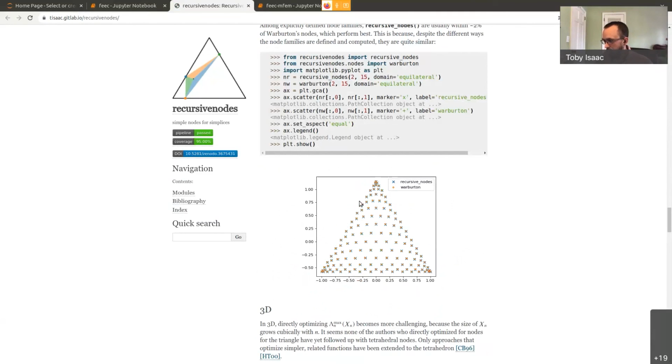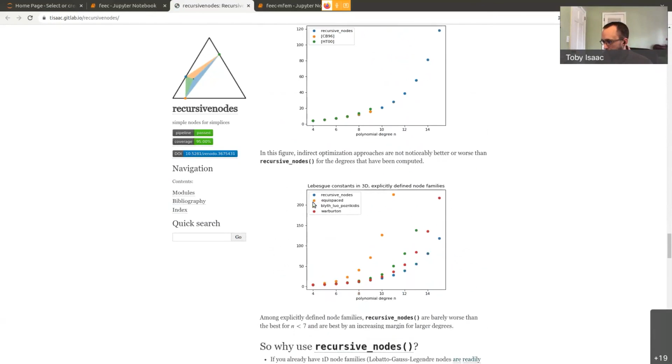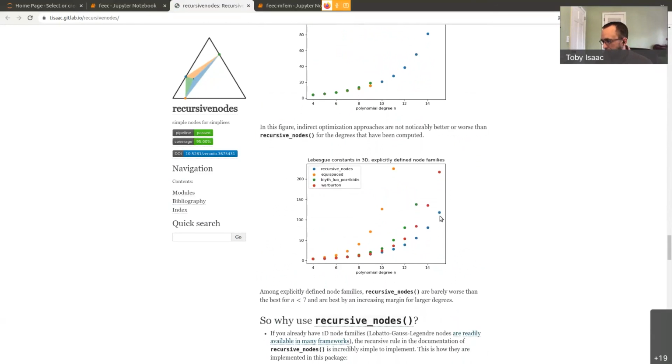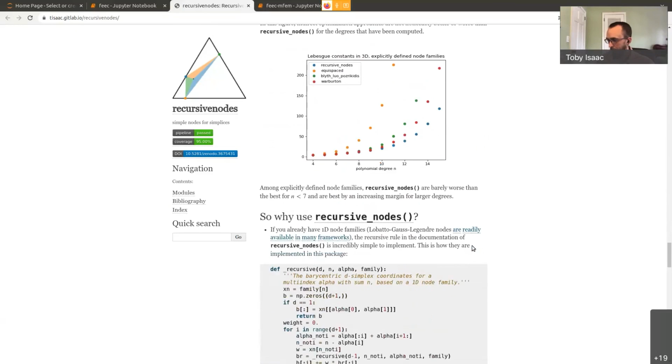Like I said, it's very close in 2D to Warburton's warp and blend nodes. But in 3D, it gives better Lebesgue constant scaling than any of the other explicitly defined families that I know of that are published out there. We have something similar actually in FEM. Vesselin is unfortunately not here. It's not published, but it's in the code.